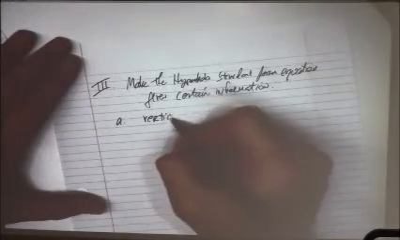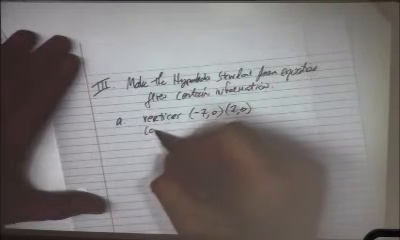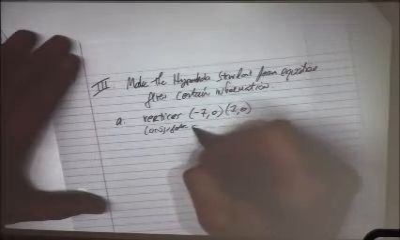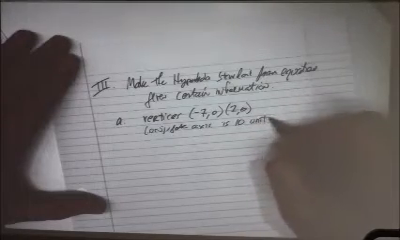So let's start with my giving you, call this one A here. I'm going to give you vertices (-7, 0) and (7, 0). And I'm going to tell you that the conjugate axis is 10 units. With just that information, we can make an equation.